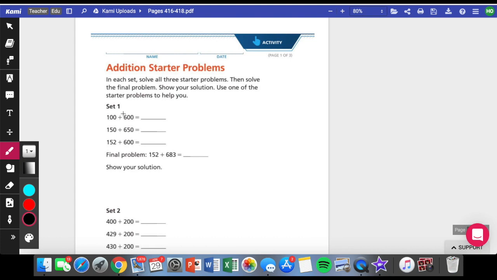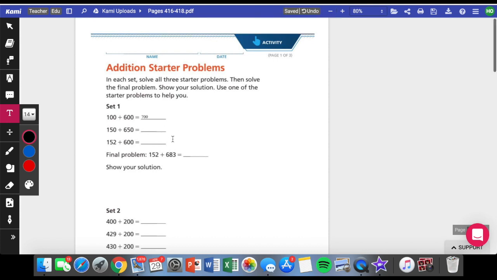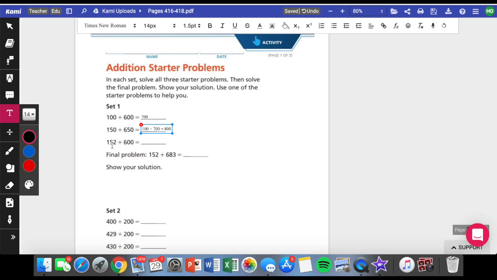So I'm going to solve all 3 of my starter problems. And in my first one, it says 100 plus 600, and I know that equals 700. Then for my second one, it says 150 plus 650. I know that 50 plus 50 is equal to 100, plus the 100 and then the 600 that I have left would be 700, and that equals 800 altogether. So first I added 50 plus 50, and then I added my hundreds.